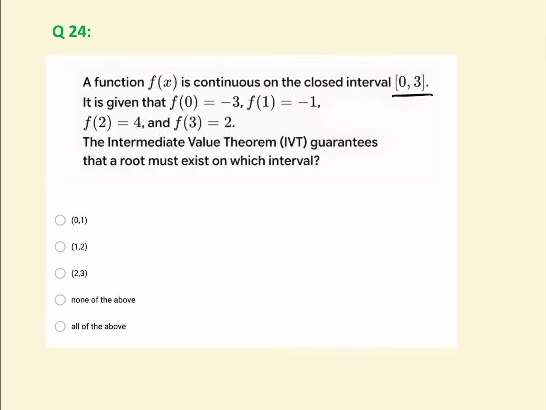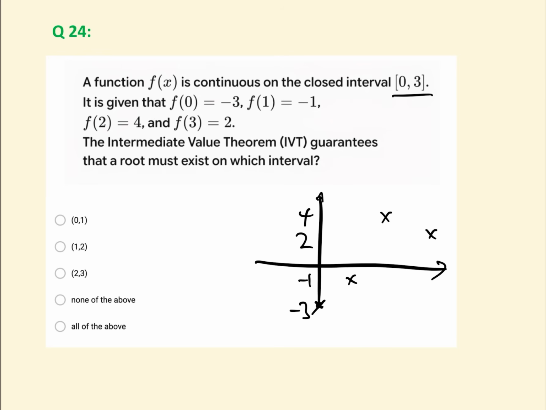Okay, question number 24. A function is continuous on this closed interval, and we're given that, basically, let's just draw this out. So we have f of 0 is minus 3. That's minus 3 here. f of 1 is minus 1, so that will be about that point there. f of 2 is 4, so that will be about that point there. And f of 3 is 2, so that will be about that point there. The intermediate value theorem guarantees a root must exist on which interval? Well, basically, here and here are on opposite sides of the x-axis, so therefore at least one root, if it's continuous, must be between 1 and 2, and therefore the answer is 1 and 2, B.